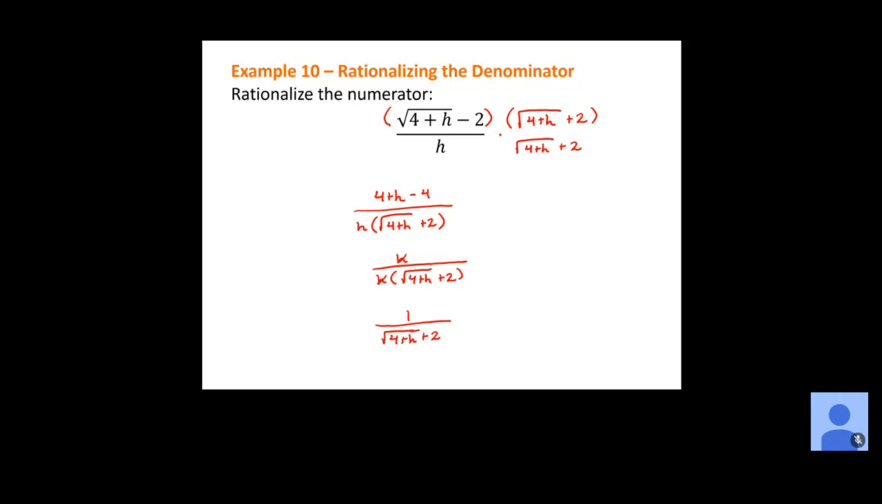And again, there's no more common factors, nothing else we can do there. We got rid of the radical in the numerator, which is what we were asked to do this time, right? So we can stop right there.